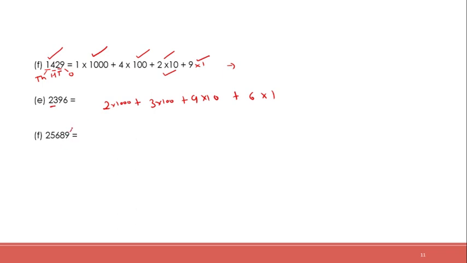Now I want you guys to do this. Let's start with ones place. 9 into 1, that is 9. Now 8 is at the tens place, so 8 into 10. Now 6 is at the hundreds place, so 600. Now we have 5 at the thousands place, so 5 into 1000. Now we have 2 at the 10,000 place. Ones, tens, hundreds, thousands, and this is 10,000. So 2 into 10,000. Get it? So this is the expanded form.